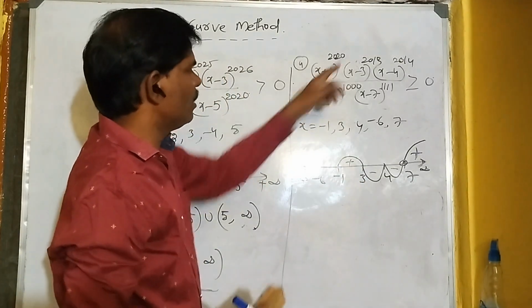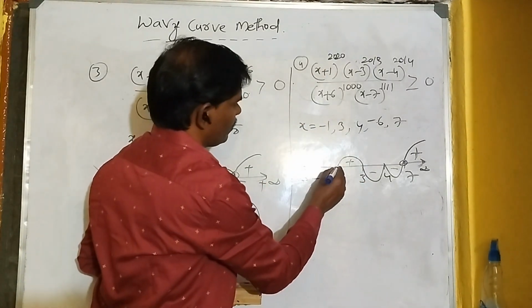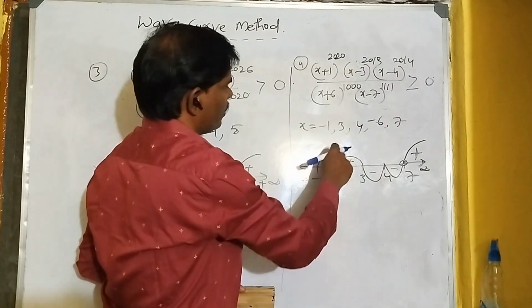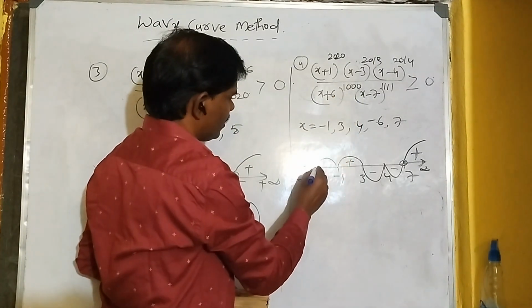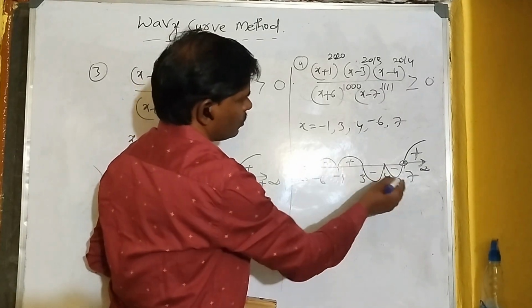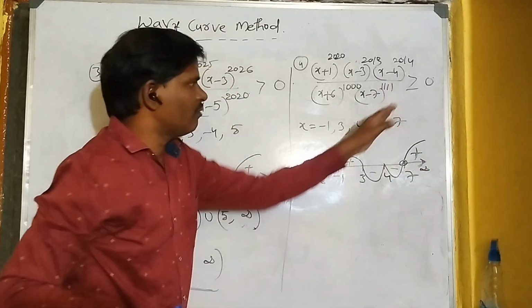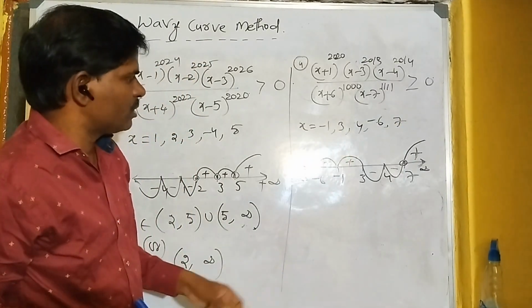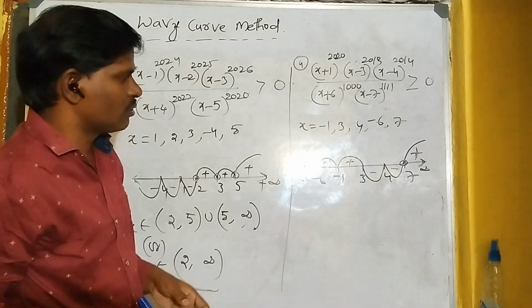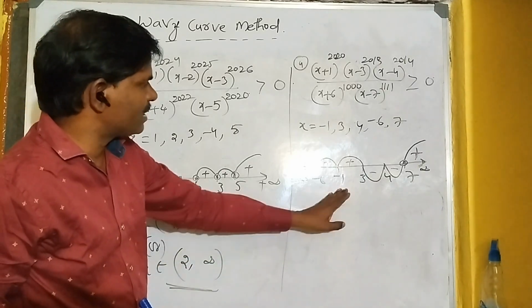Next, minus 1. Minus 1 is also upside and an even number. Even number means no change. Next, minus 6. Minus 6 is downside and an even number. Even number means not changed. This is also positive. Negative, negative, positive. What do you want? Positive values. Positive values here are minus 1 to minus infinity.